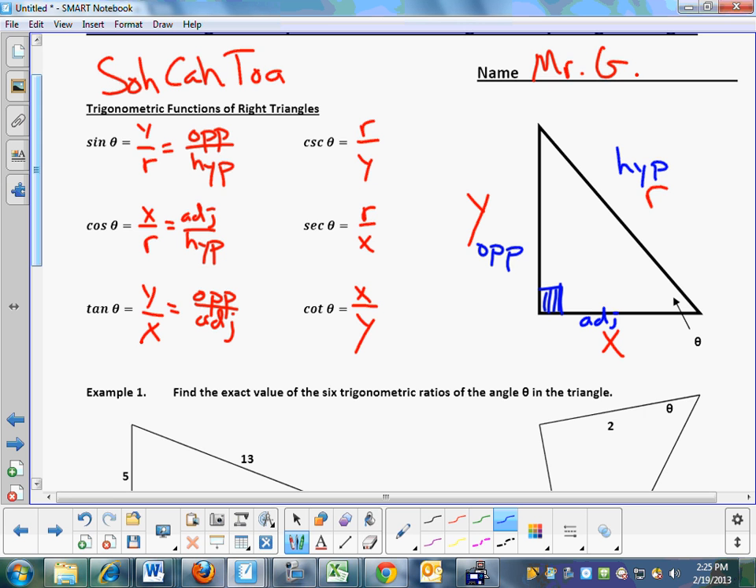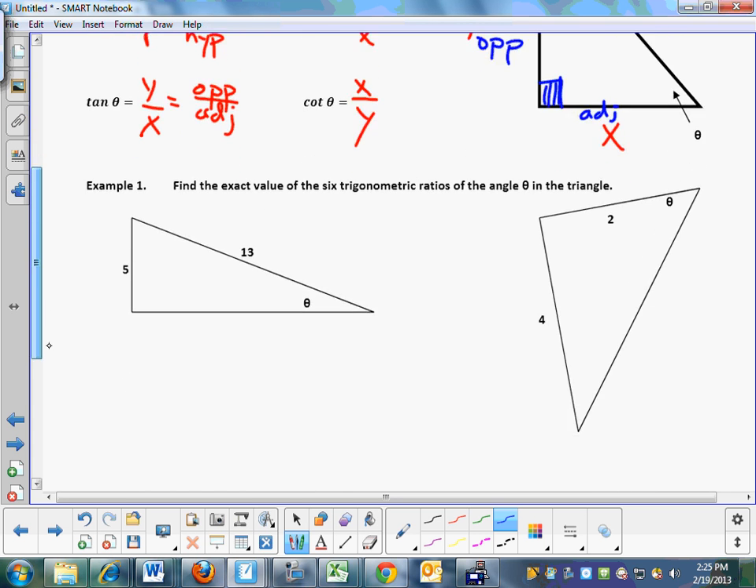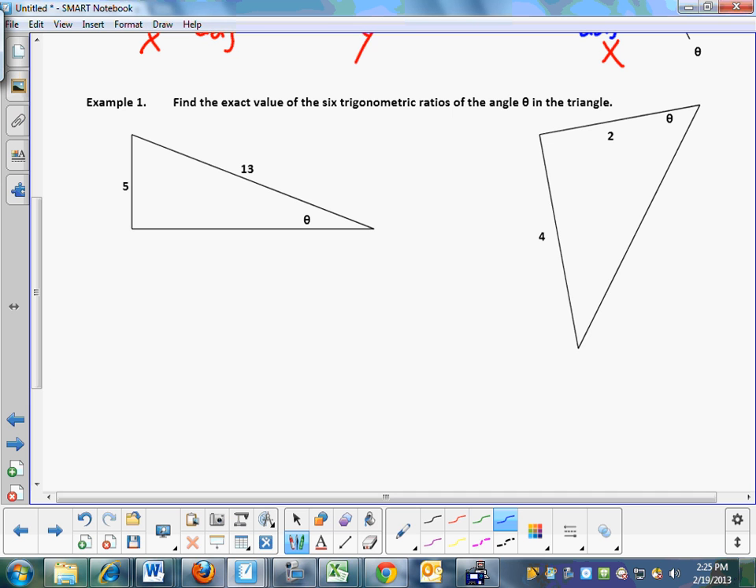And that will be a lot more interesting. So it says find the exact value of the 6 trigonometric ratios of the angle theta in the triangle. So I have to go sine of theta, cosine of theta, tangent of theta.